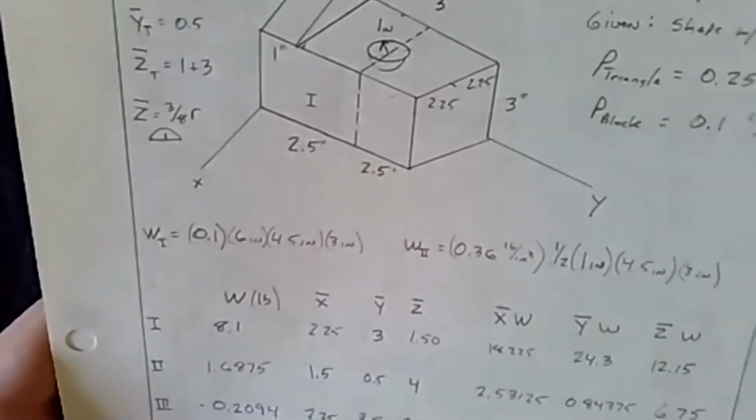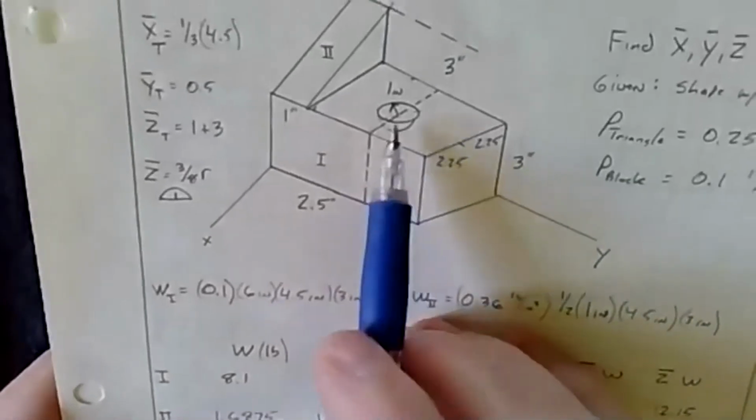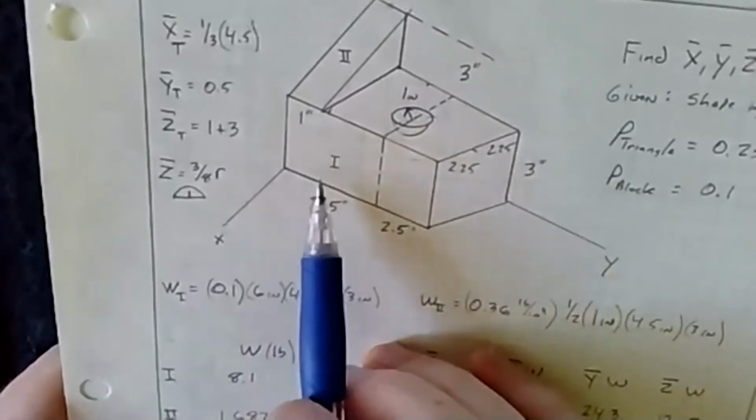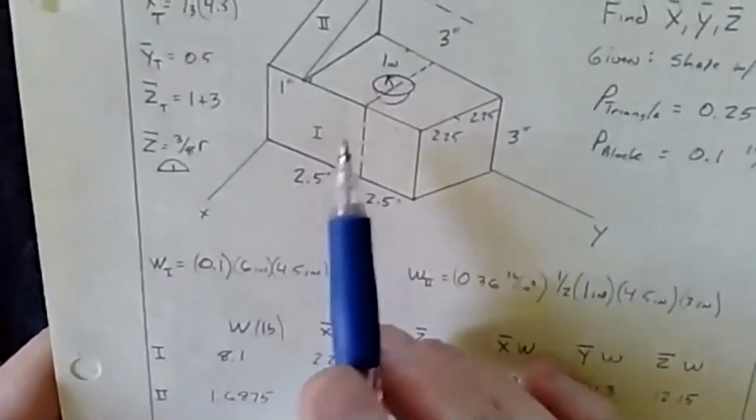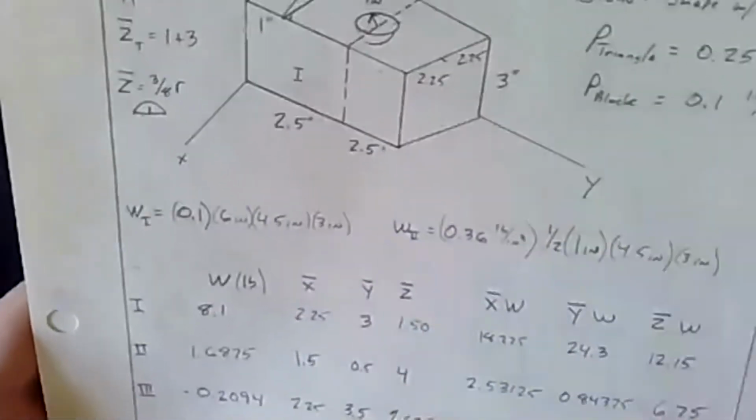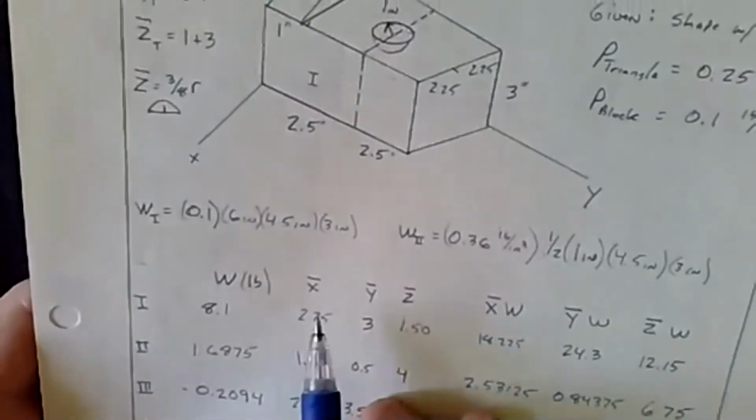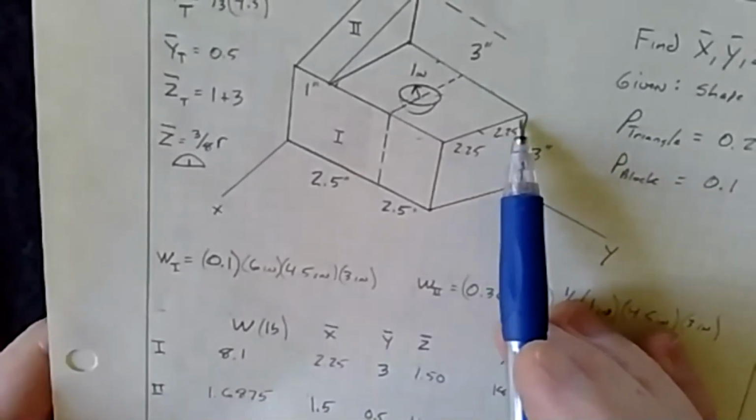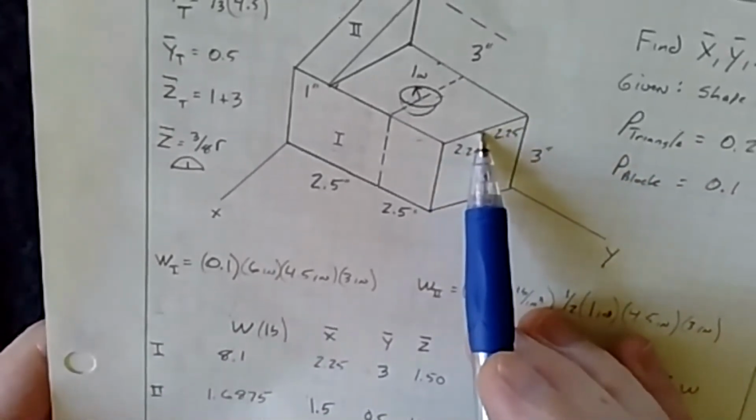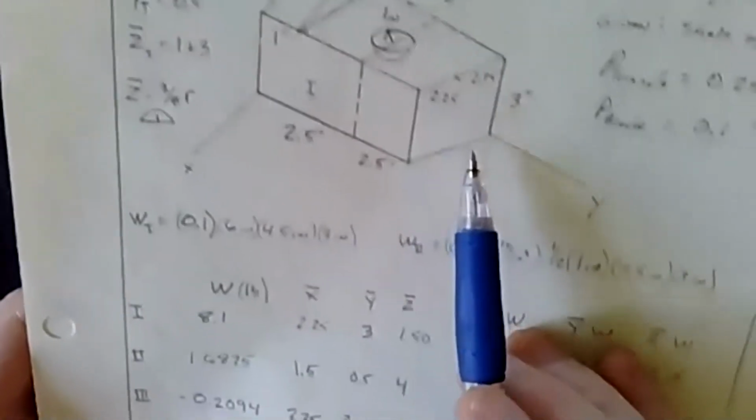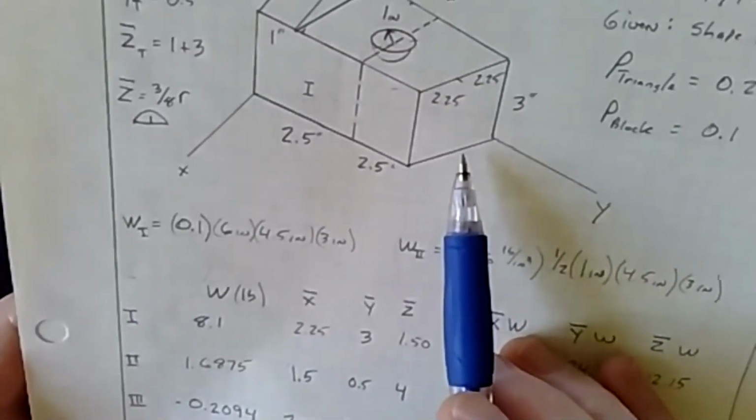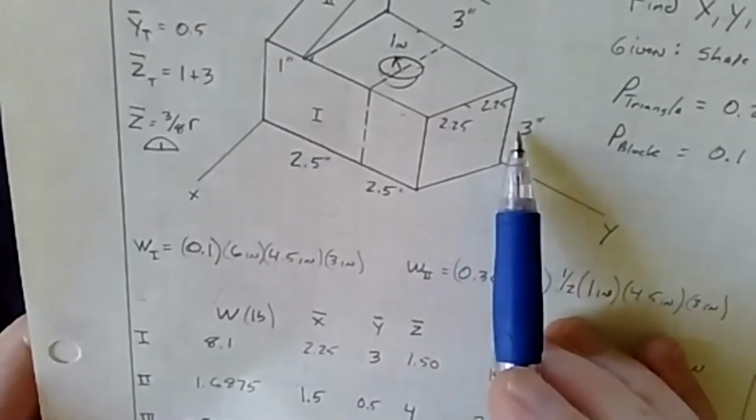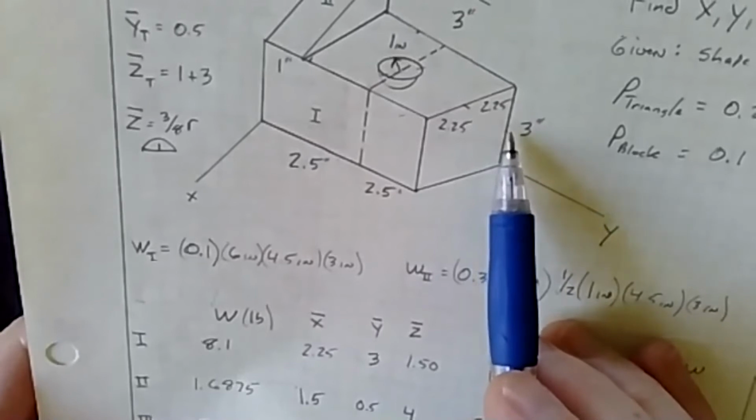So let's go back now and let's look at the centers for the block, and then we'll get to the weights. But let's just look at the center. So centers for the block, x bar is going to be 2.25. That makes sense because you're going basically halfway out this direction. And then for the height, it's going to be 1.5, essentially half of 3, right?